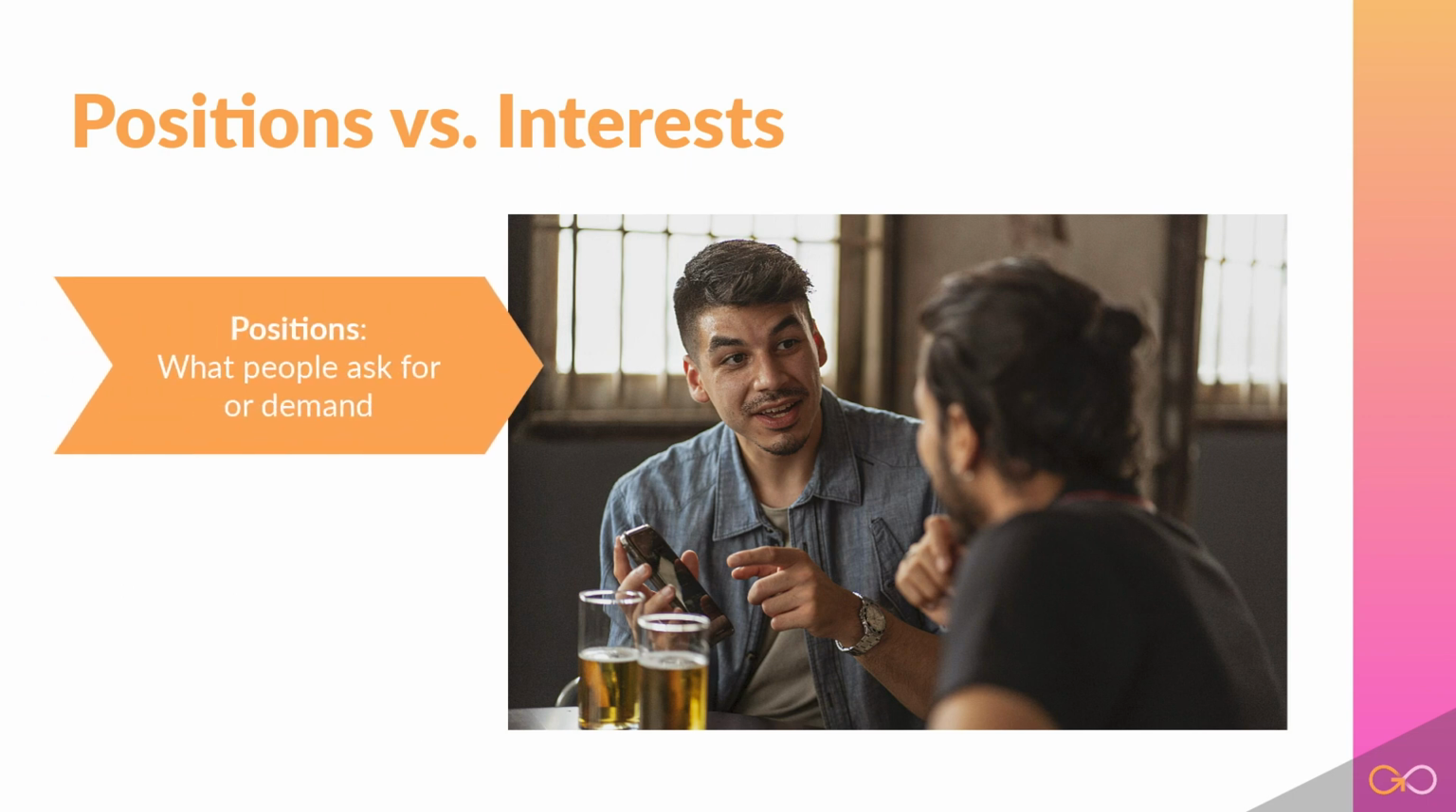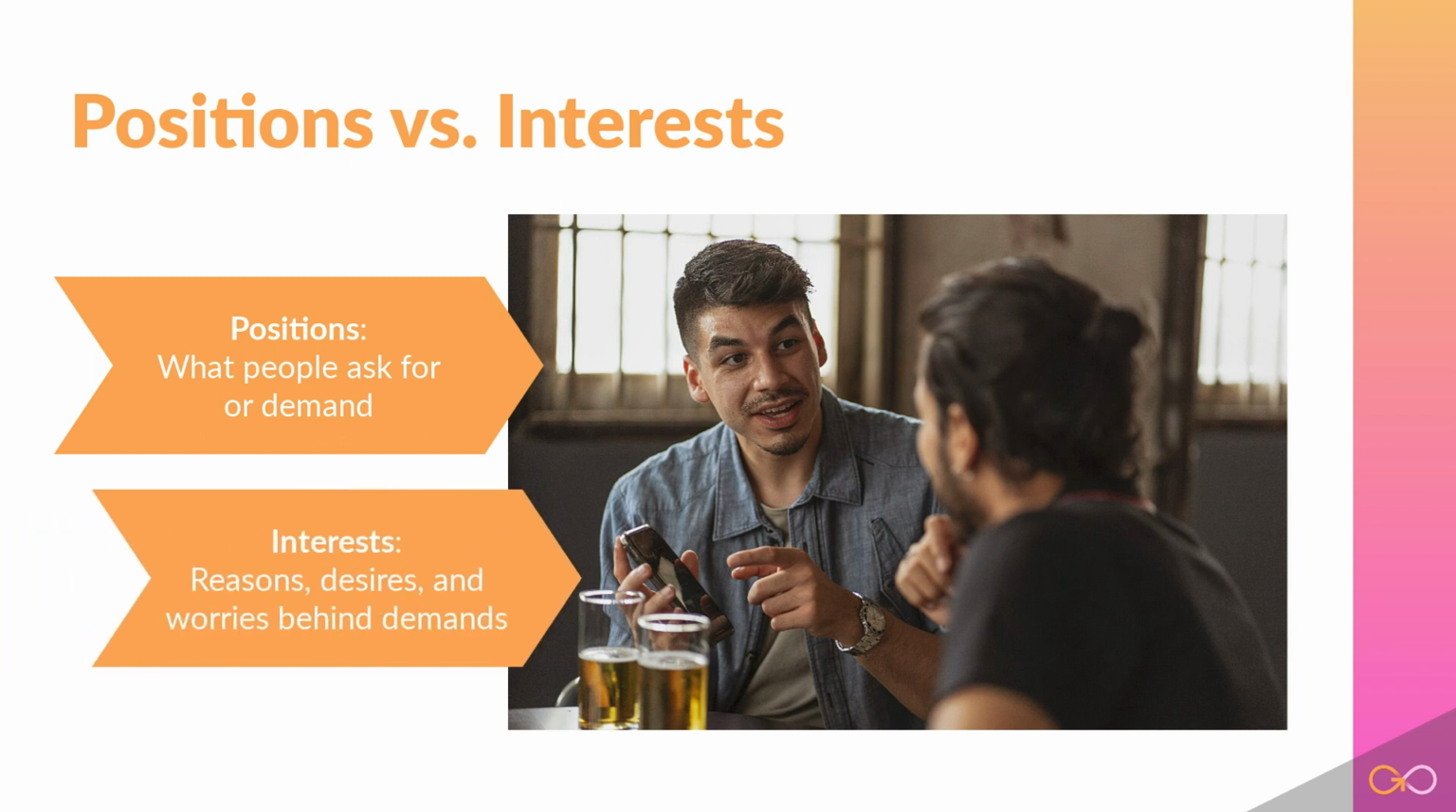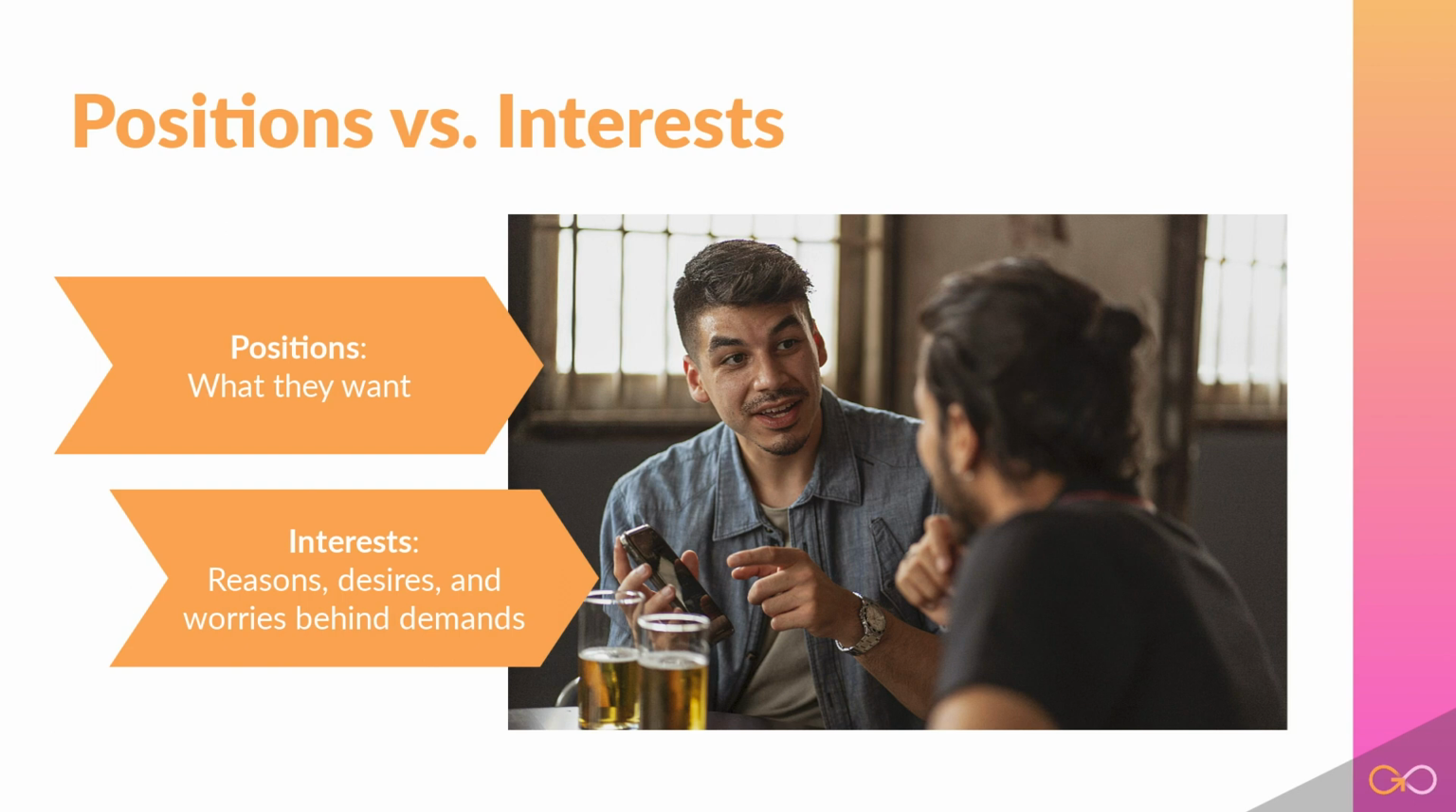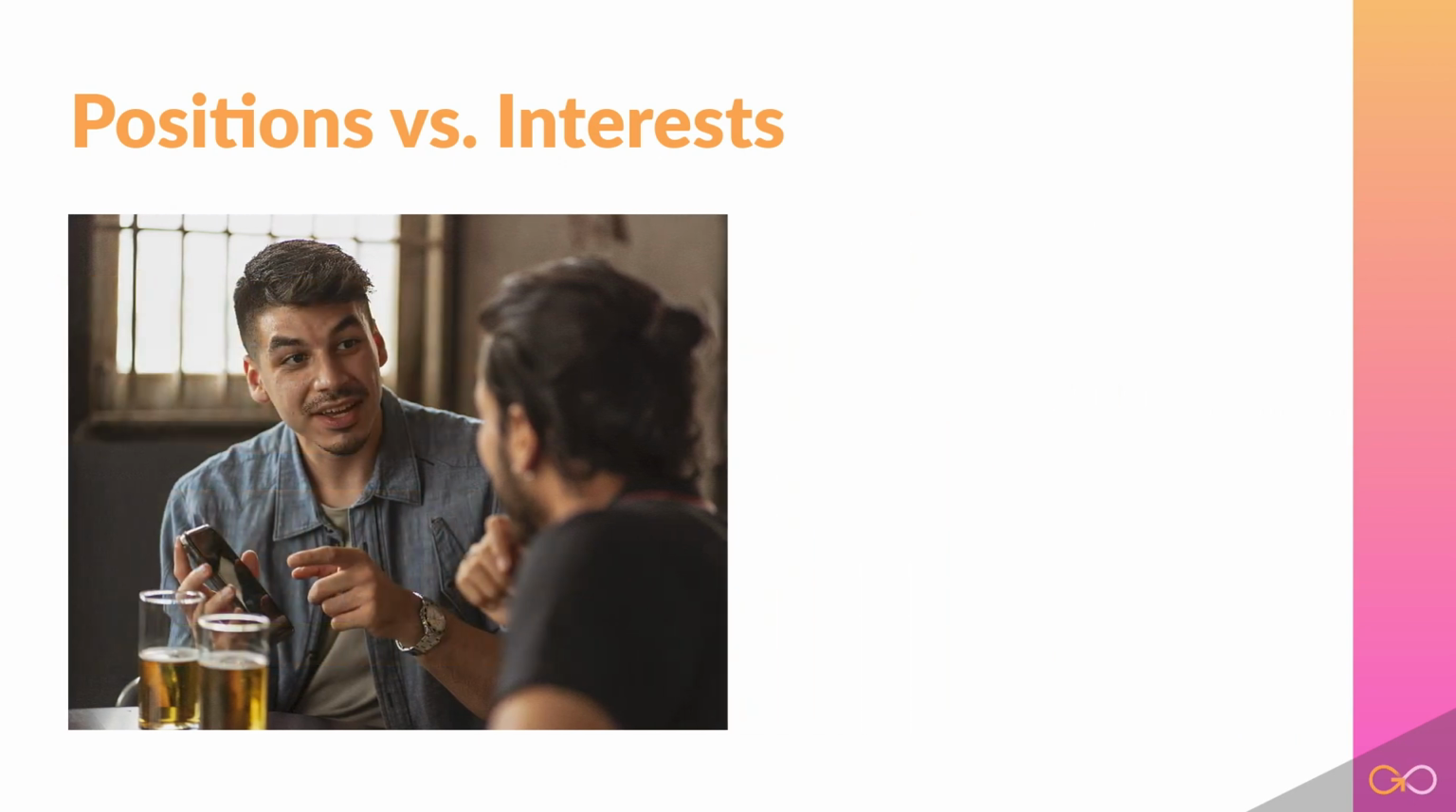Positions are what people specifically ask for or demand, while interests are the deeper reasons, the desires, the worries behind those demands. In other words, positions are what they want, but interests are why they want it. Figuring out the underlying interests helps you get to the heart of the conflict and come up with a better solution.